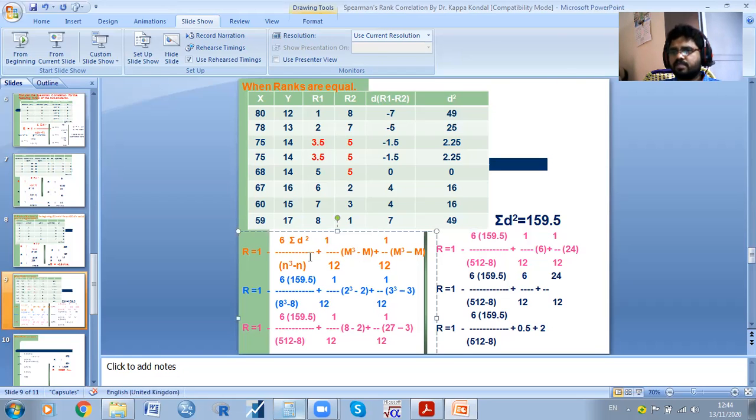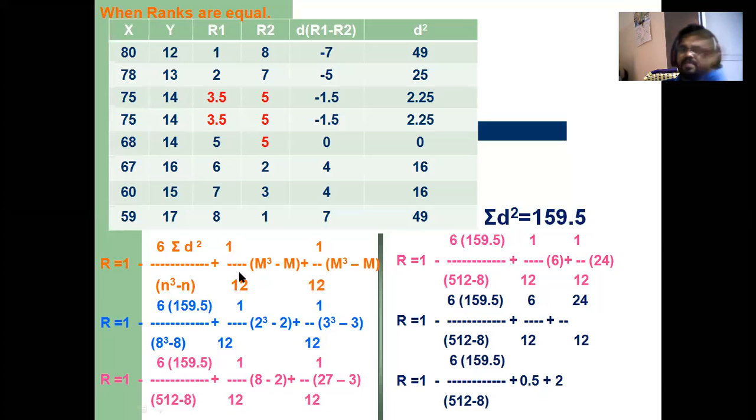Simple, the formula is different. You can remember that it is only a little bit different. r is equal to 1 minus 6 sigma d square plus 1 by 12 into m cube minus m, plus 1 by 12 into m cube minus m, divided by n cube minus n. Once again I am repeating, you can write it clearly. Then simply you can substitute the values.